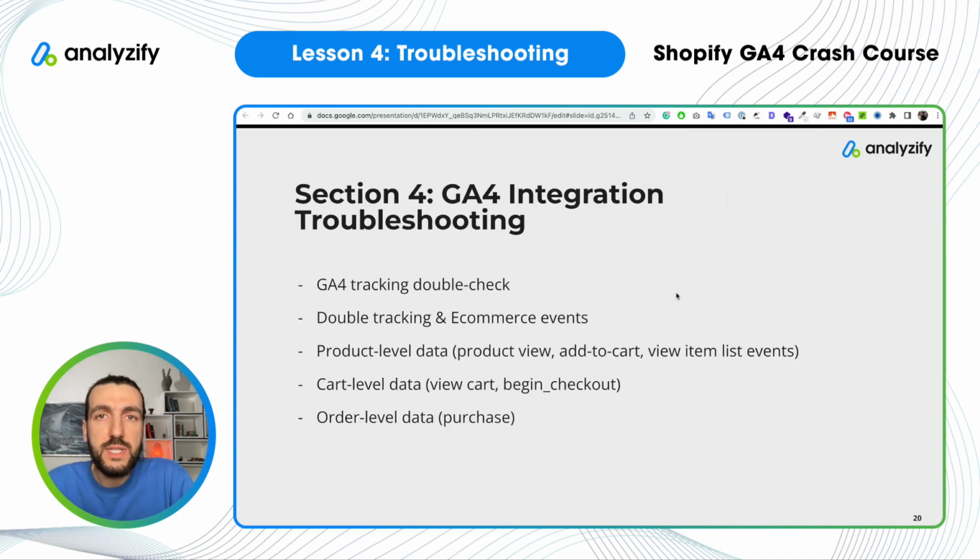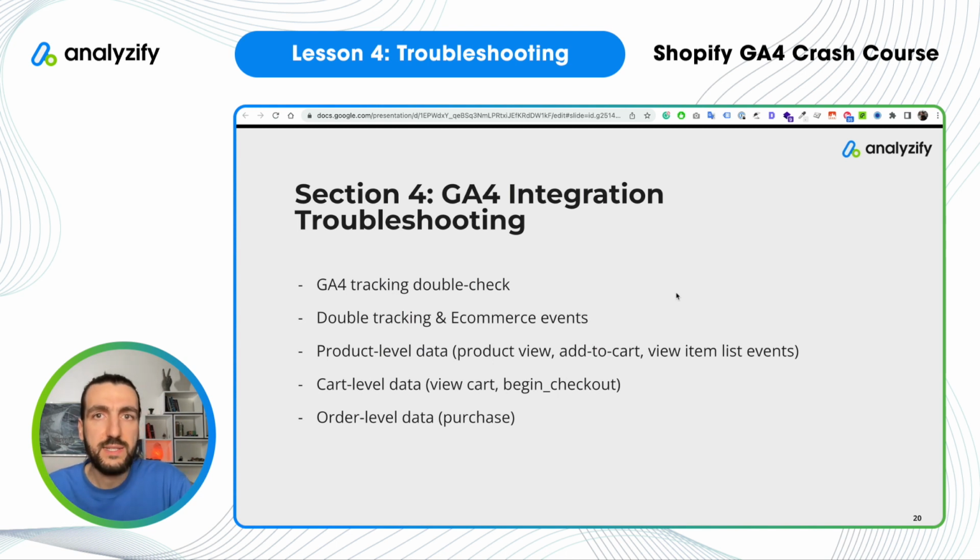So what we will do in this video is double check your GA4 tracking on your store, whether the pixel is implemented correctly, and whether there is a double tracking issue, and whether the e-commerce events are being sent properly. Then we will dive into the data a little more in depth and check if the product level data is being sent along with the product view, add to cart and view item list events. We will do the same for the cart level data with view cart and begin checkout events, and then we will also check the order level data with the purchase events.